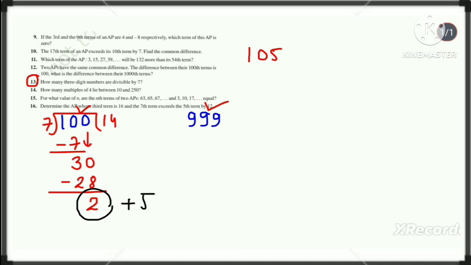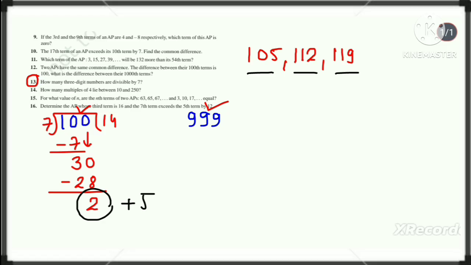Again, when we add 7 to 105, we obtain a new number which is divisible by 7, that is 112. Similarly, when we add 7 to 112, we obtain a new number, that is 119, and it is also divisible by 7. Okay students, in this way these three are the first 3-digit numbers which are divisible by 7.